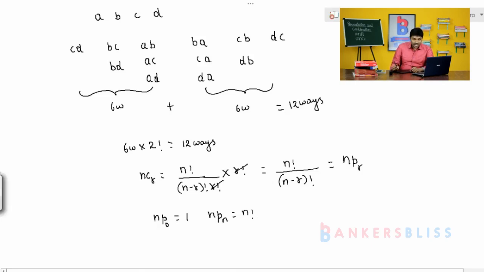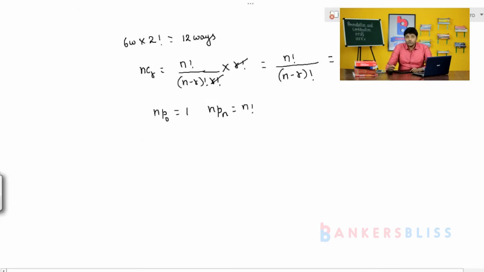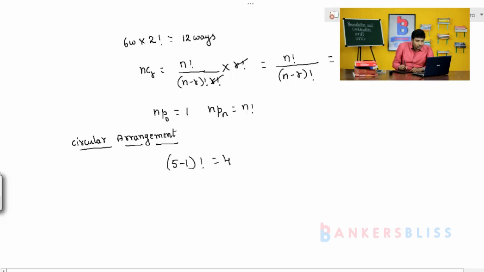Next, circular arrangement. If I want to arrange 5 people at a circular table, the number of ways in which we can arrange is 5 minus 1 factorial, that is 4 factorial. If I want to arrange 6 people in a circular format, then the number of ways is 6 minus 1 factorial, that is 5 factorial.